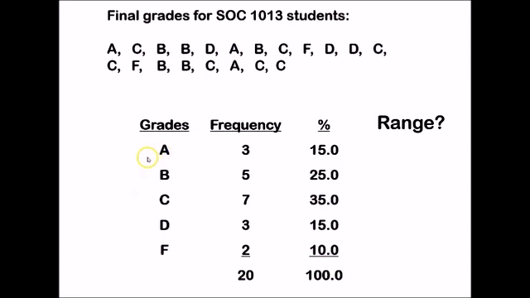Now, let's say we don't have any students, God forbid, that make an A. So instead of 3, we actually have 0 A's. Of course, then our range would be B to F. So again, simply the highest where there's an actual case to the lowest attribute where there's an actual case would give us a range.